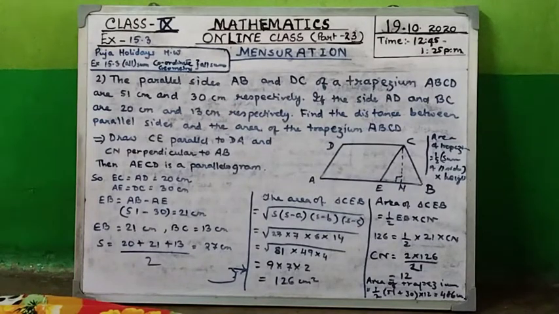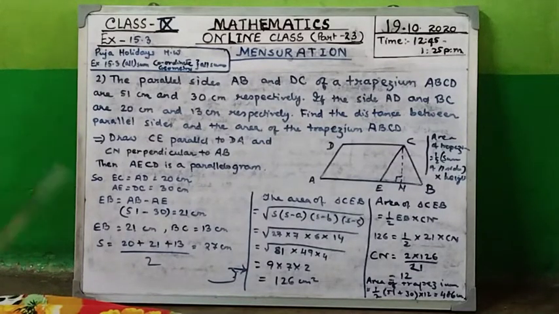So semi-perimeter is equal to (20 plus 21 plus 13) divided by 2, that is equal to 27 cm. Now area of triangle CEB, this triangle CEB, is equal to root of S. We know when 3 sides are given to you, the area is root of S into (S minus a) into (S minus b) into (S minus c). If you put the values, you will find S is 27 because semi-perimeter is 27.